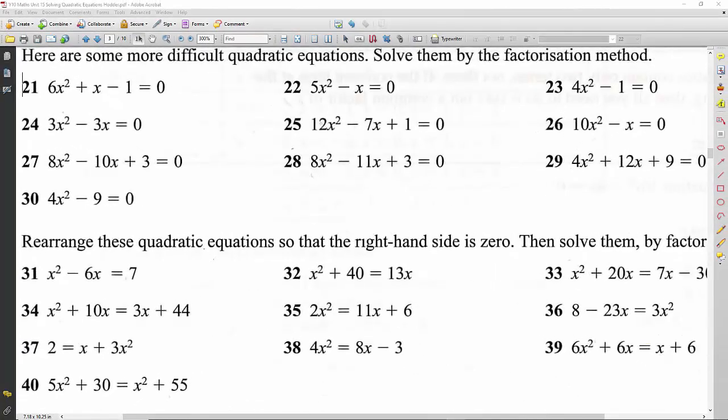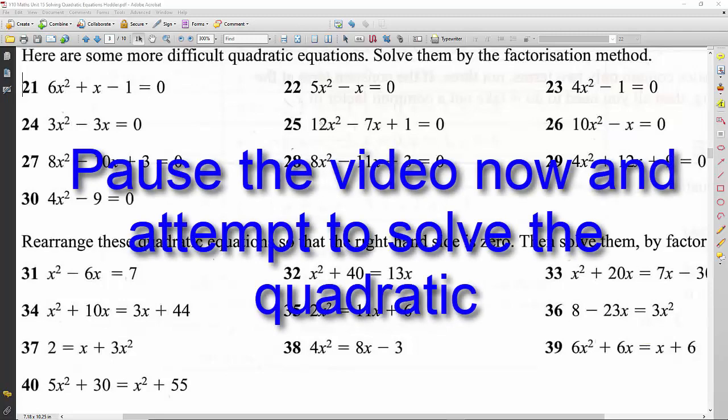Now let's have a look at question 34. And this is in a slightly different format to begin with. x squared plus 10x equals 3x plus 44. And a little hint here, we're going to have to get this into the normal form we've been using up till now, where all the numbers are on the left hand side and the 0 is on the right hand side of the equation. So have a go at tackling this and then come back and have a look at the answer to see how you've done. So pause the video now and have a go for yourself.